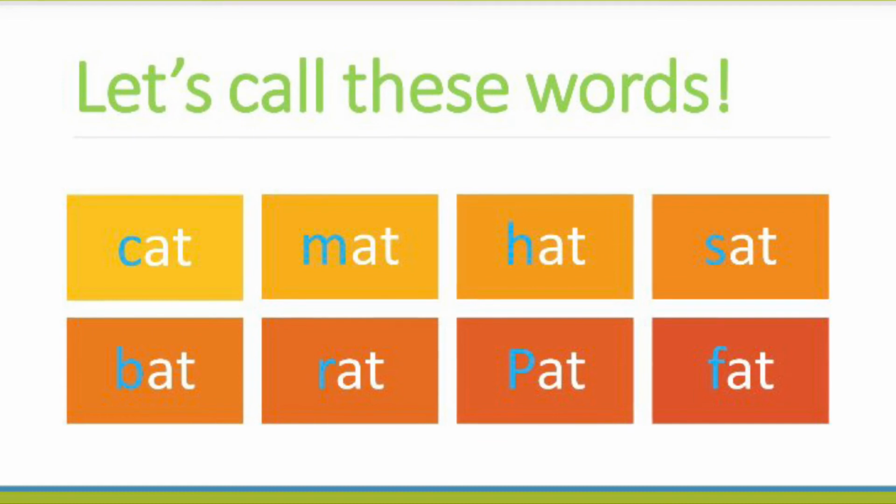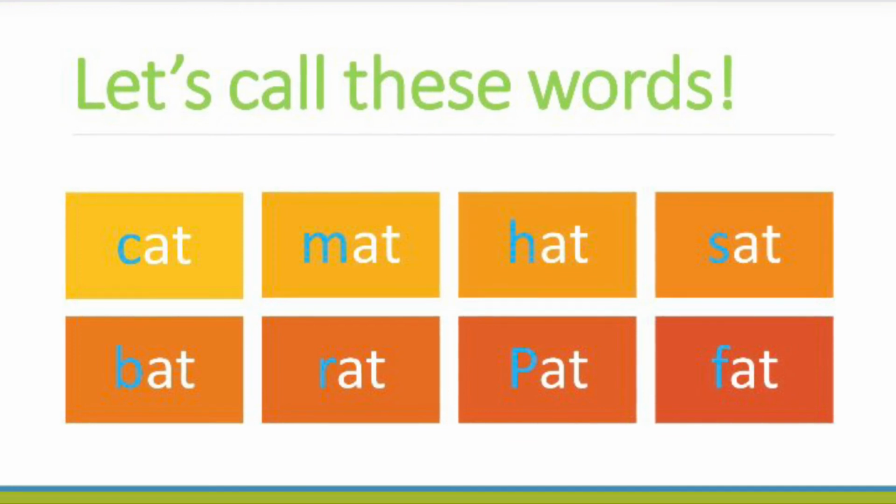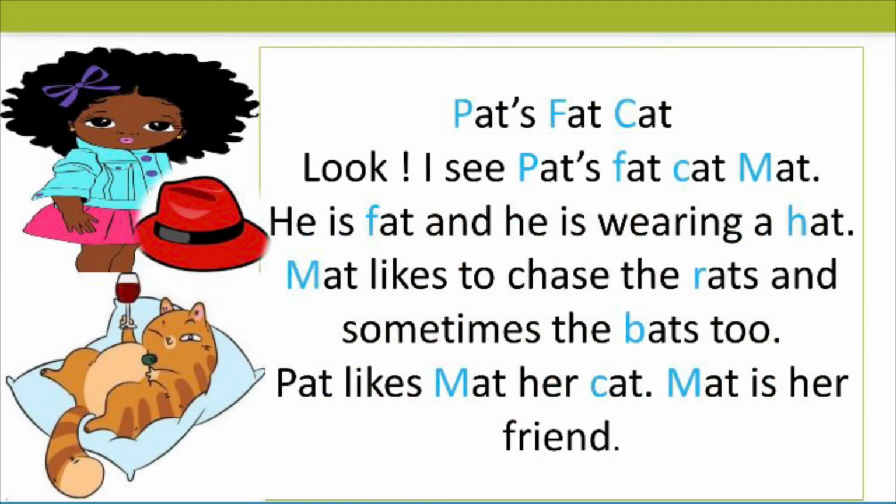That sounds like the word cat. And how about R-A-T? That is rat. What is F-A-T? That is fat. How about H-A-T? That's hat. How about P-A-T? That is pat. And S-A-T? That's the word sat. Fantastic. Come along and read with me. Let's read some of the words that we just learned.